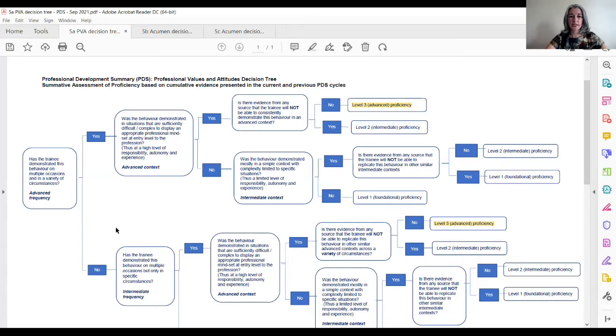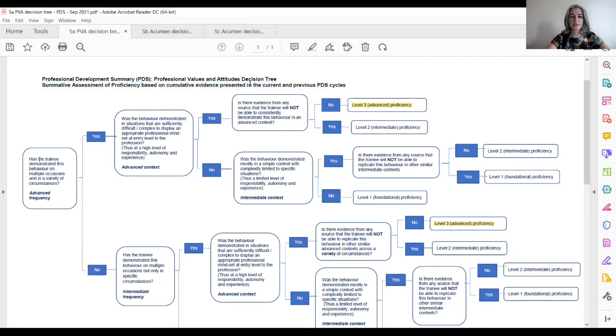We're going to have a look at the decision tree together, and I would also like to remind you that there will be further training which will take you through a few examples that you can play with in working with this decision tree. Today I really just want to show you how the decision tree works and that there are a few ways that the trainee might get to the same result. If you look at the top here, it's important to remember that the summative assessment of proficiency is based on cumulative evidence presented in the current and previous PDS cycles, if that's relevant. So that could mean evidence presented in a learning outcome review, and it could also mean evidence presented in the recognition of prior learning PDS.